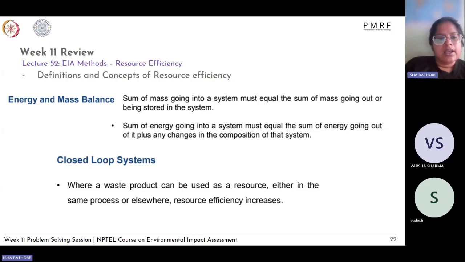Then we also looked up at closed loop systems. This is where a waste product can be used as a resource either in the same process or elsewhere. So resource efficiency increases. Because it forms a closed loop, towards the end there's no separate disposal or anything, but you reuse or recycle that. So it forms a closed loop in that product cycle.